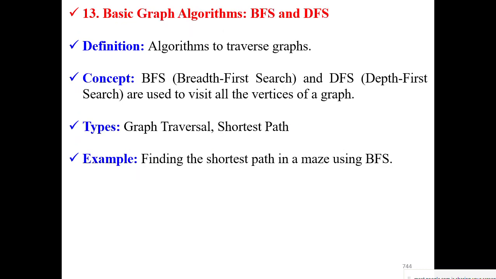Then basic graph algorithms like DFS and BFS. These two algorithms are traversal algorithms. BFS is nothing but breadth first search. It uses the queue principle, first in, first out. And depth first search uses the stack principle, last in, first out, and both are used to visit all the vertices of a graph. Vertices means nodes. A node is a combination of value and address.